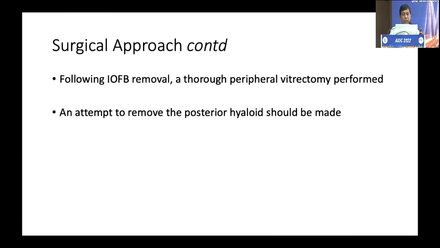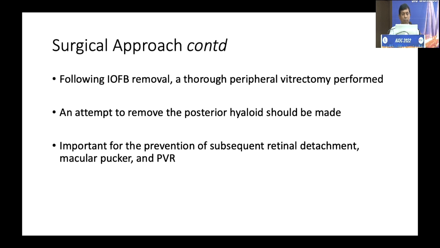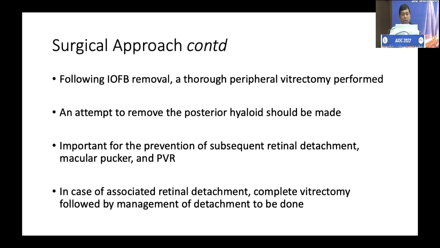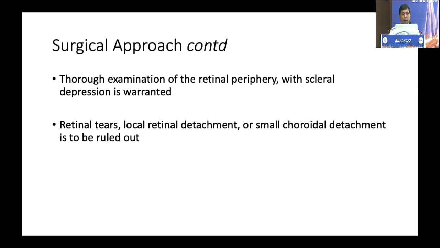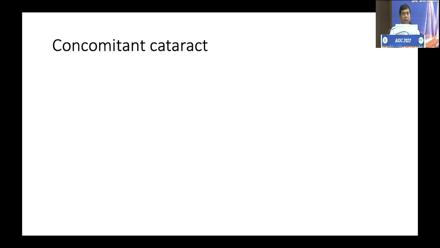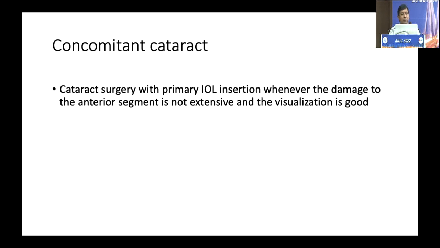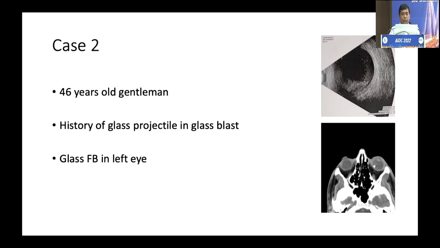Now, following the removal, a thorough peripheral vitrectomy has to be done. A complete removal of the posterior hyaloid should be made. And if there's an associated RD, a complete vitrectomy followed by management of the RD is done. Thorough examination of the retinal periphery is to be done, and tamponade can be either with gas or oil as required. Concomitant cataract has to be dealt with.